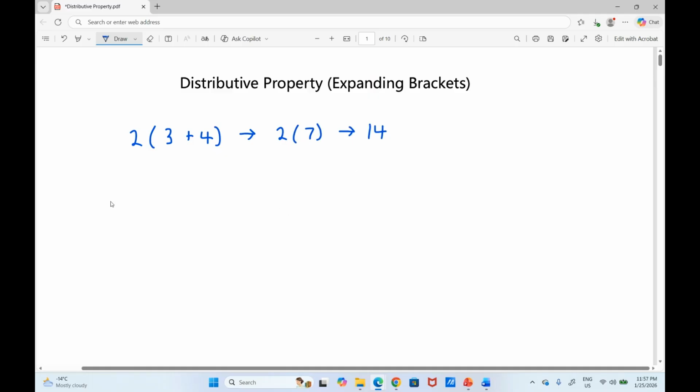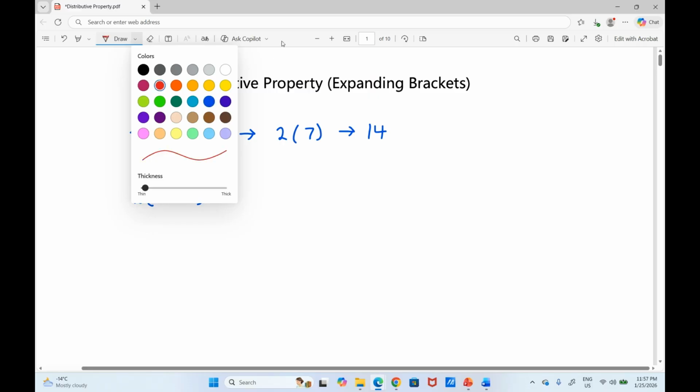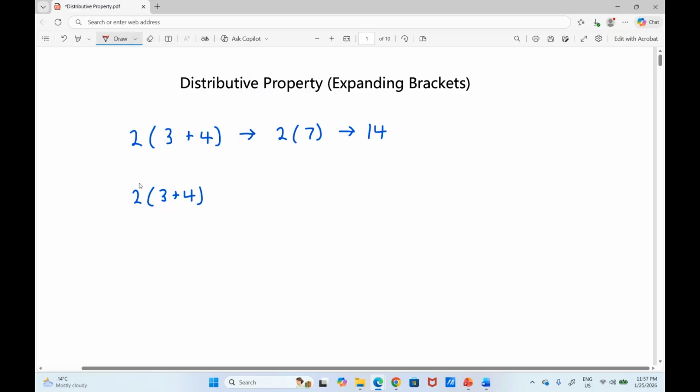Now, I'm going to show you guys something called the distributive property. It states that if I had the same question here, I can multiply this 2, instead of multiplying it by just the 7, which I solved for earlier by computing 3 plus 4, I can actually multiply the 2 into each term. Notice I have 2 terms inside my brackets because terms are separated by a plus or minus sign. So I'm going to multiply 2 by 3, and I'm also going to multiply 2 by 4.